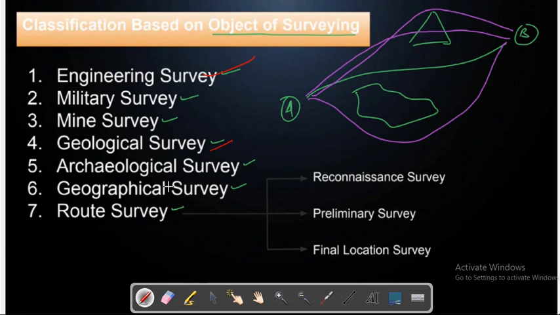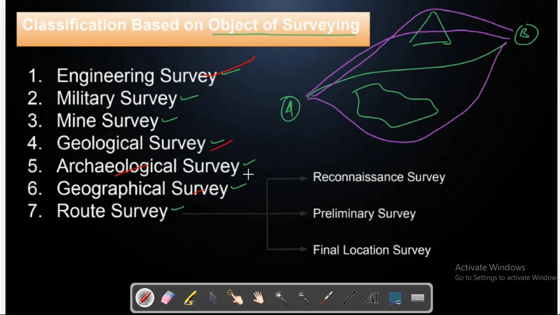Then we have archaeological survey. Suppose a survey is done for investigation of the Indus Valley civilization or Harappan civilization, that is called archaeological survey. Then geographical survey: if you want to survey some geographical features, then it is a geographical survey.